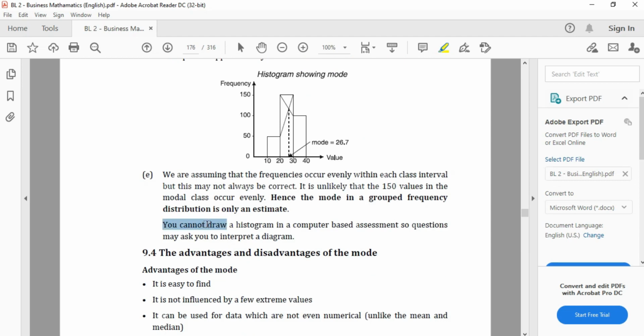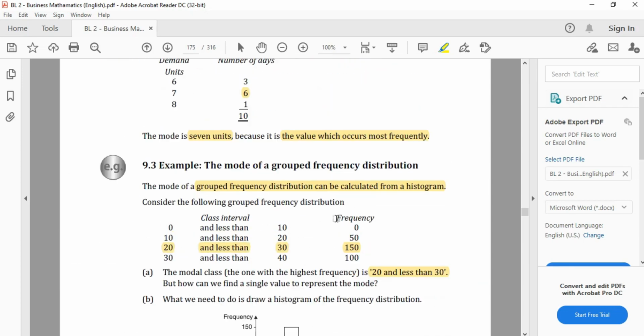Well, they say you cannot draw a histogram in a computer-based assessment. So questions may ask you to interpret a diagram. You don't have to draw the histogram, but obviously they will ask you what the mode is. Is it 26.7 or 40 or whatever? So first you should know how we calculate the mode in a grouped frequency distribution, right?